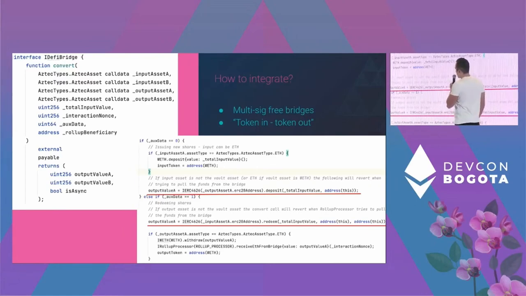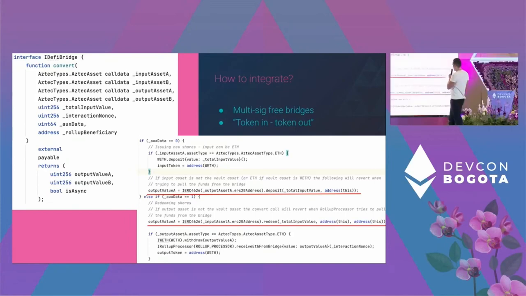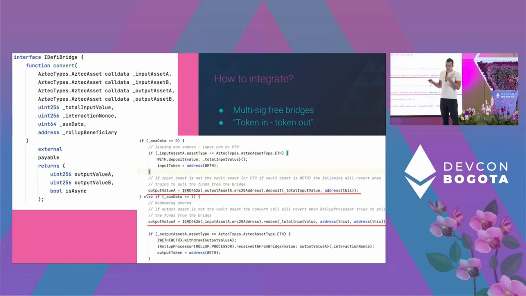So here on the left, we see the DeFi bridge interface, and there we basically just define input and output tokens. Then we have total input value, which is the sum of those users' input balances, and aux data, which is arbitrary data that can be passed to the bridge contract. And in the bottom right corner, we can see the implementation of the function itself. In this case, it's an implementation of an ERC-4626 bridge, and we see that it is really trivial. We basically just call deposit if the deposit flow is executed, or we call redeem in case the withdrawal flow is executed.